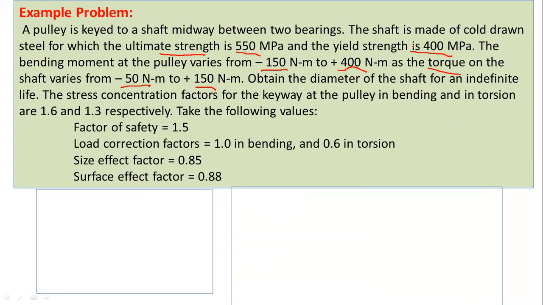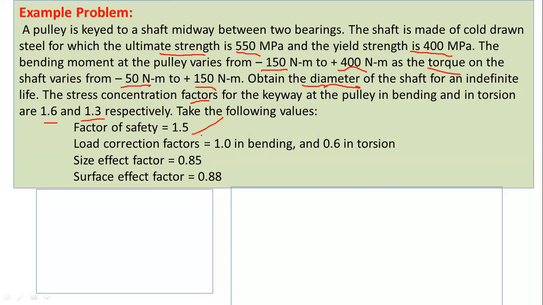Here you have to find the suitable size of the shaft diameter. You have to find the value of shaft diameter. The stress concentration factors in bending and torsion are 1.6 and 1.3, KFB and KFS, in bending and shear.